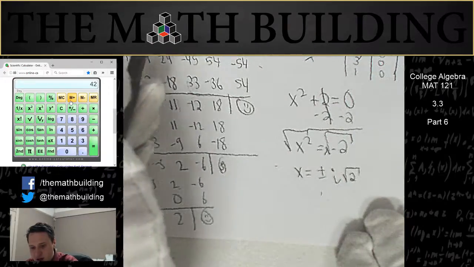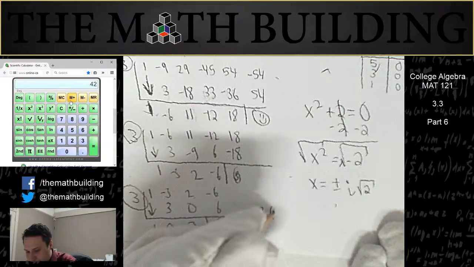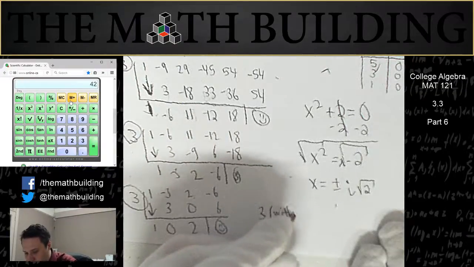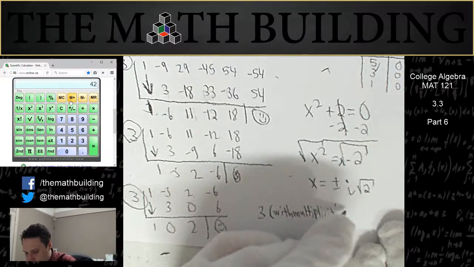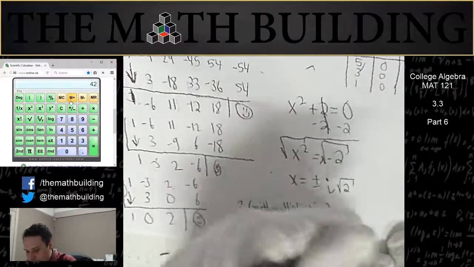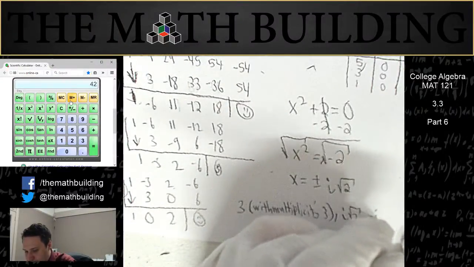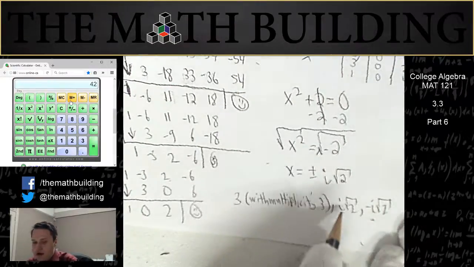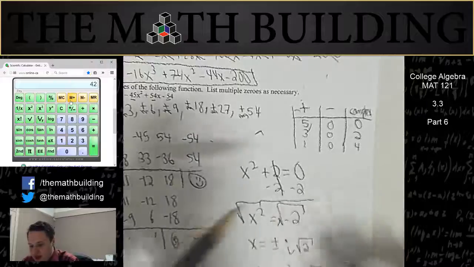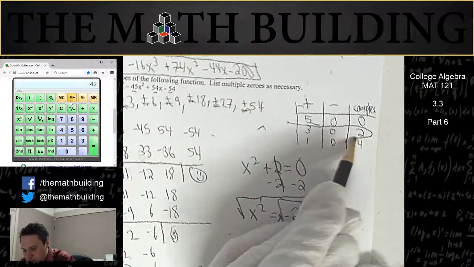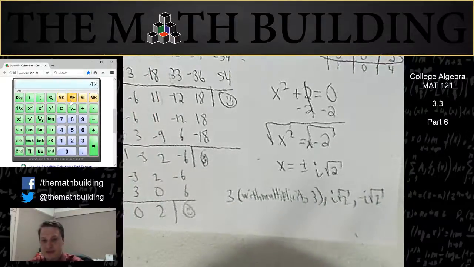It says find all the complex zeros. So our answers are 3 with multiplicity 3, and i root 2 and -i root 2. Notice these are conjugates of each other. And so if we go back to our Descartes' rule of signs, we ended up with the situation of 3 positive answers and 2 complex answers.